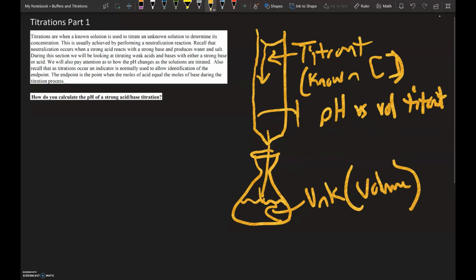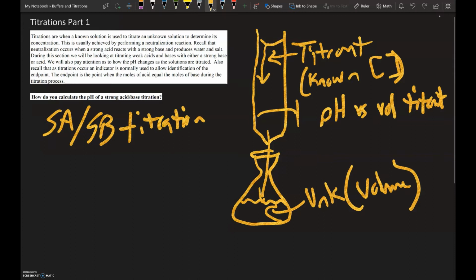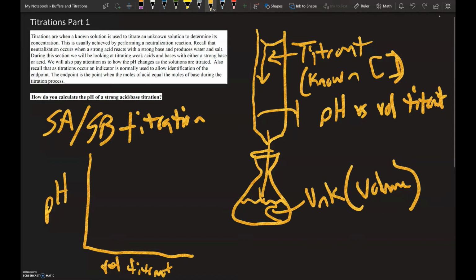And so now there are different types of titrations, and that's why we're going to make this into a series of videos. What we're going to focus on today is a strong acid and strong base titration. And we're going to look at how the pH changes over time, and we're not necessarily going to graph it, but we're going to study what happens to the pH as the volume of titrant is added into the flask.